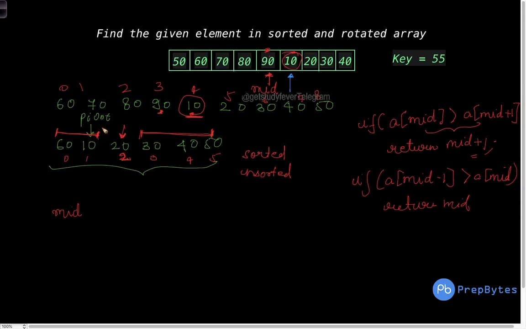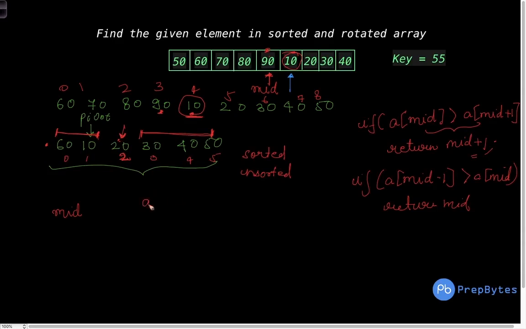So how do we know which part of the array is sorted? Now we will check if the first element of the array is less than this particular element. If this part of the array were sorted ideally, then this value should be less than this value, right?